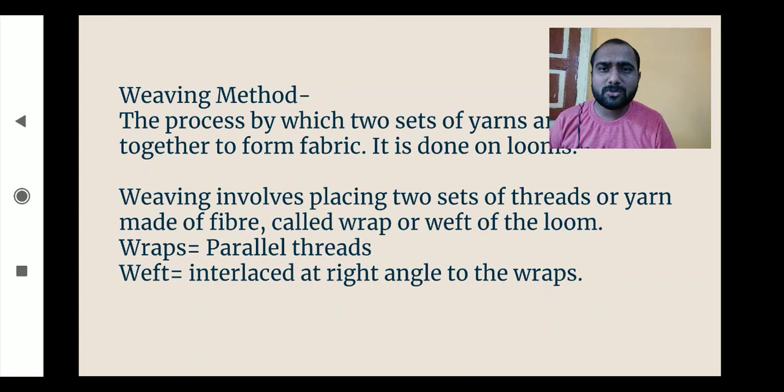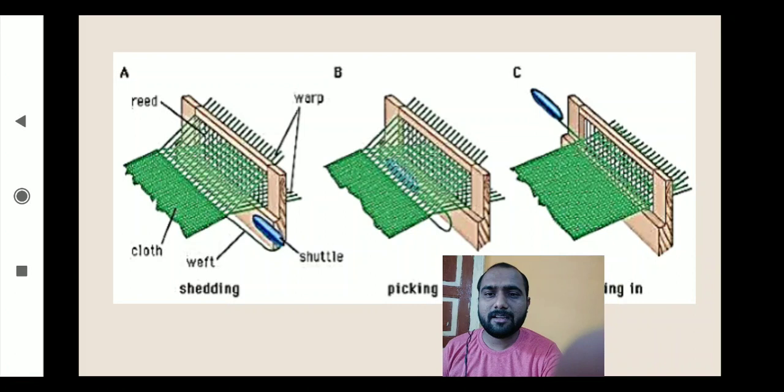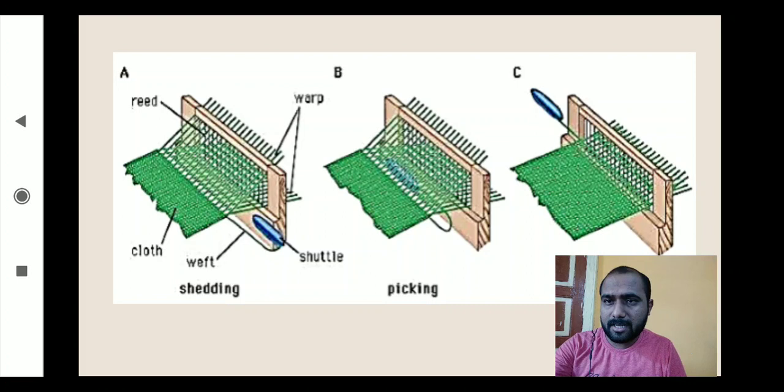Whereas let us see, you can see it over here. The complete method: you can see some threads, the warp. What do I mean by warp? The parallel threads. You can see the parallel threads, whereas the wefts are arranged in this way, and now the sheet of the cloth is getting ready over there. Understood? How to make it? Have you understood? You see picture A, then picture B, then picture C. You will understand how this weaving method is done over here.